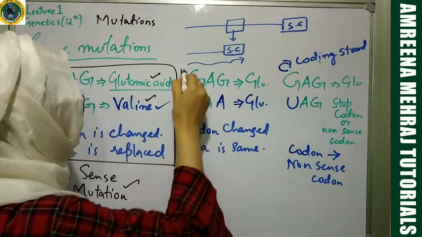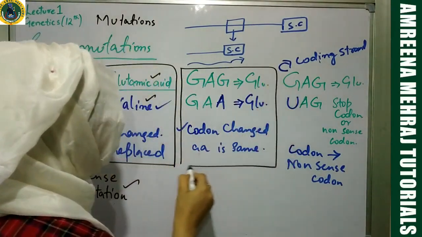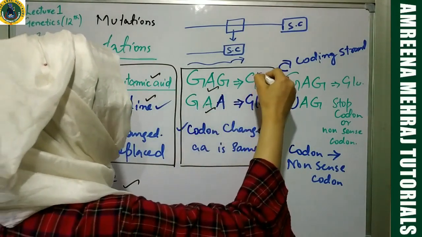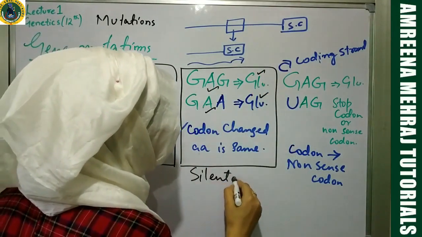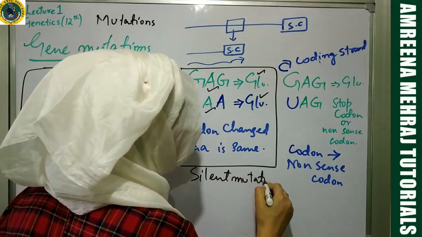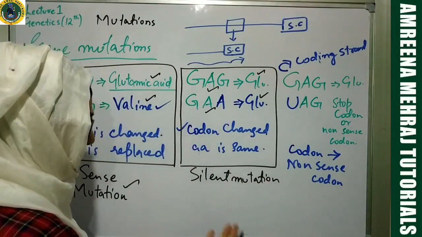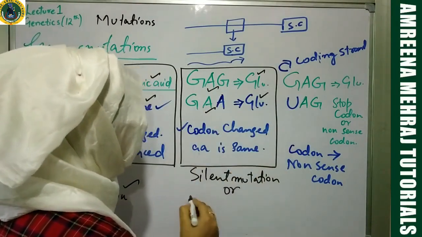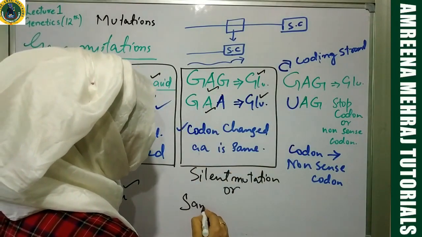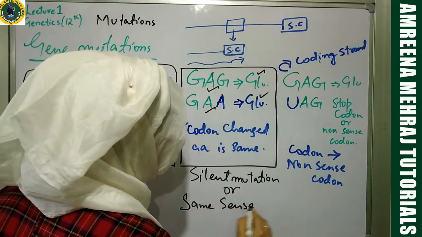In this case, you will see one codon replaced by another codon, but the amino acid remains the same. This is called silent mutation because it will not pose any threat to the organism. It's silent, because information is still the same after mutation. You call it silent mutation or you call it same sense mutation.